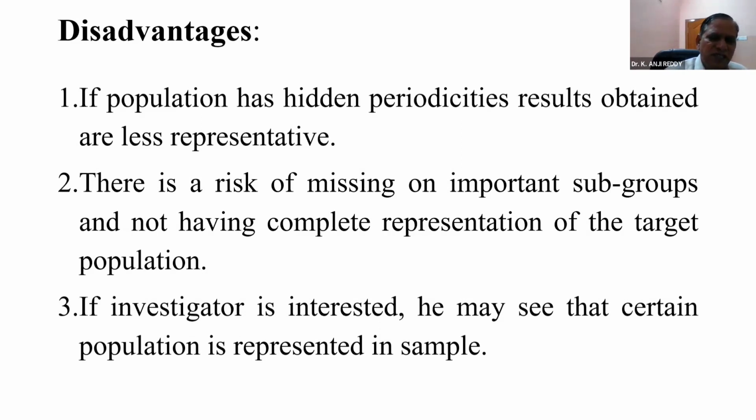The third disadvantage is that certain population represents according to the investigator's interest. Though we say very systematic, even in the systematic one, the investigator can see that whatever sample is of interest gets selected. So that is why the sample may not become an exact or representative sample, and the results produced with that sample also become not valid, not usable and not very effective.